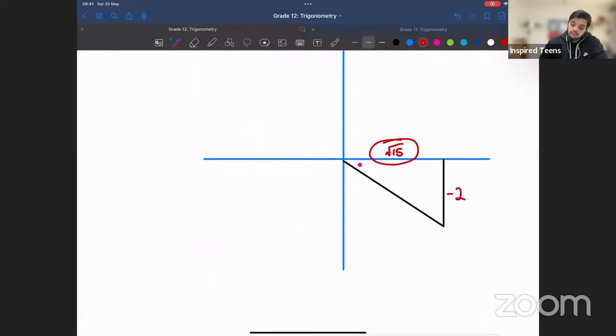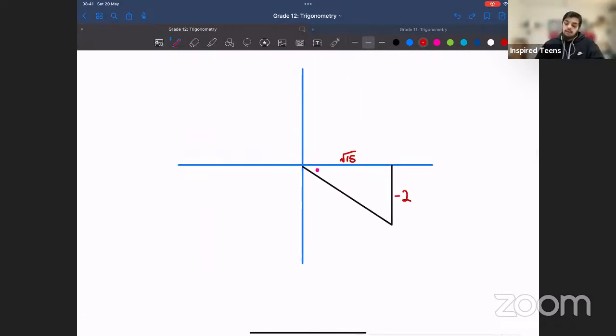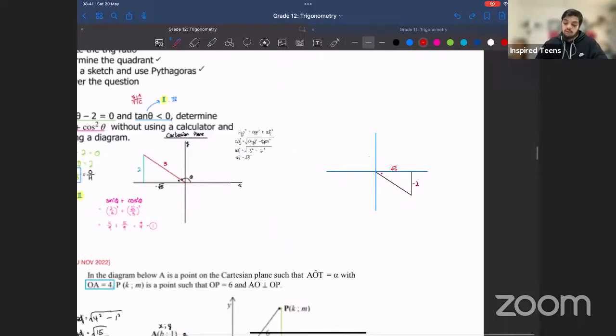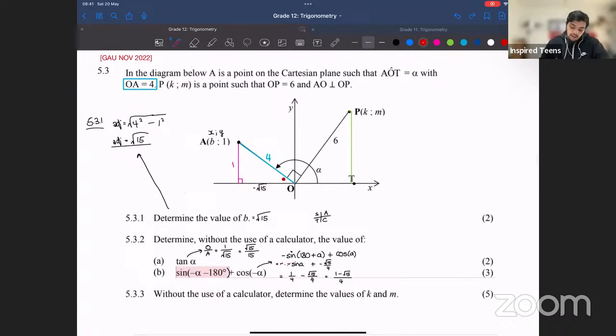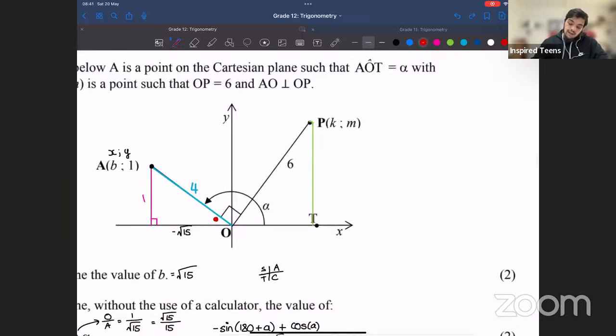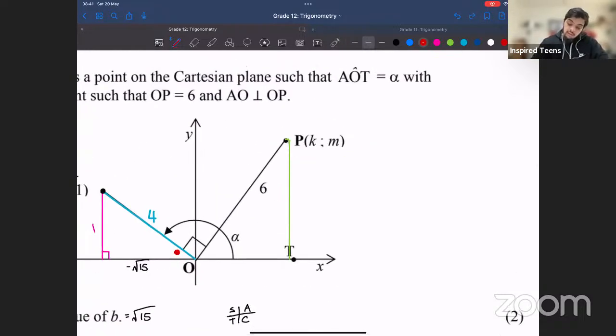Like a positive root 15, because look, we're on the right hand side of the y-axis. This is where x values are positive. But here we are below the x-axis where y values are negative. So that's why we'd have a negative value. So just keep that in mind. Let's solve this last question. Without the use of a calculator, determine the values of k and m. So k and m are in this triangle here.